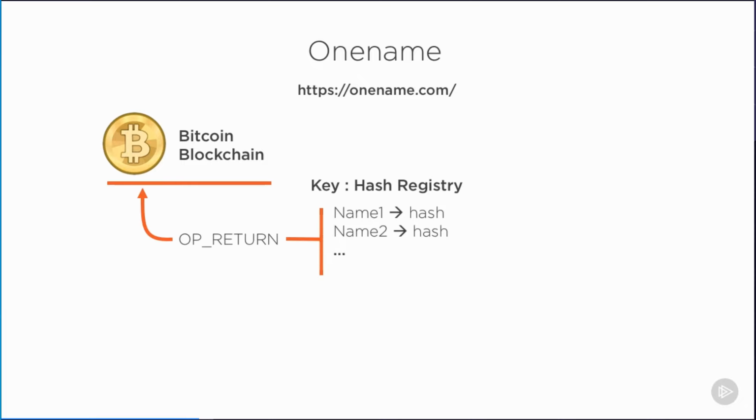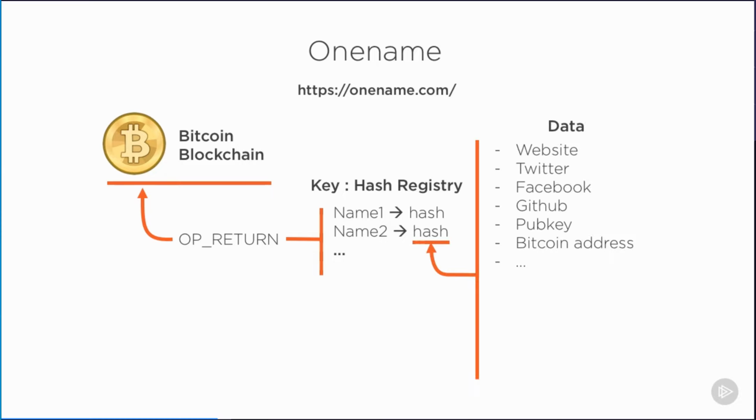OneName provides a registry service built on top of Bitcoin through a MetaCoin protocol. Names and hashes are stored in an op-return code in Bitcoin transactions, using special prefixes inside the op-return data. The hash is a collection of whatever data the user would like to attach to a particular name and could include things like a website, Twitter, or GitHub account. Anyone running the OneName software can hash the data and check to see if that hash matches the identity on the Bitcoin blockchain.